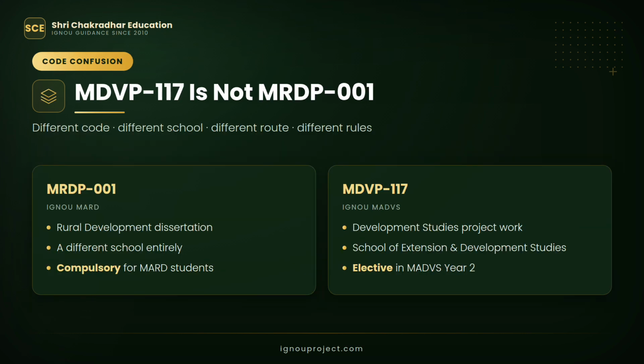One more distinction, because it confuses thousands of students. MRDP-001 is the Rural Development Dissertation of the MARD program, run by a different school, and it is compulsory. MDVP-117 is the Development Studies project of MADVS, run by SOEDS, and it is elective. Different code, different school, different route, different rules. Do not follow an MARD guide for this project.